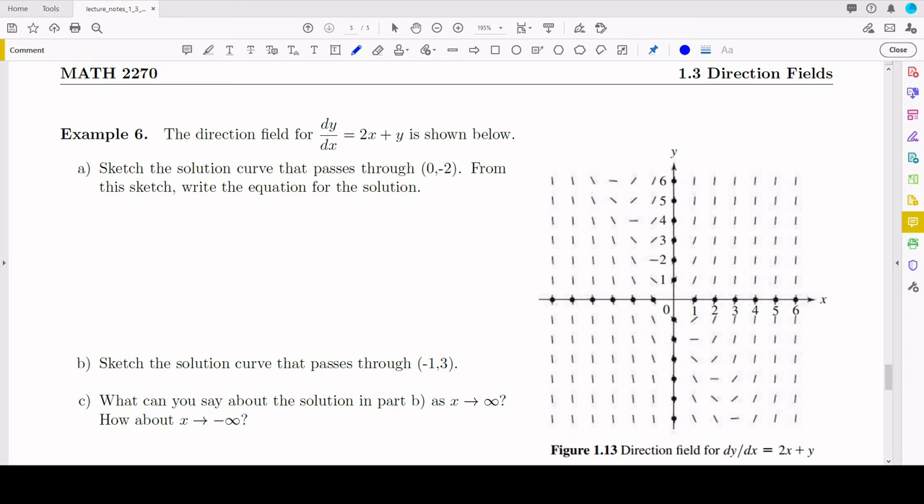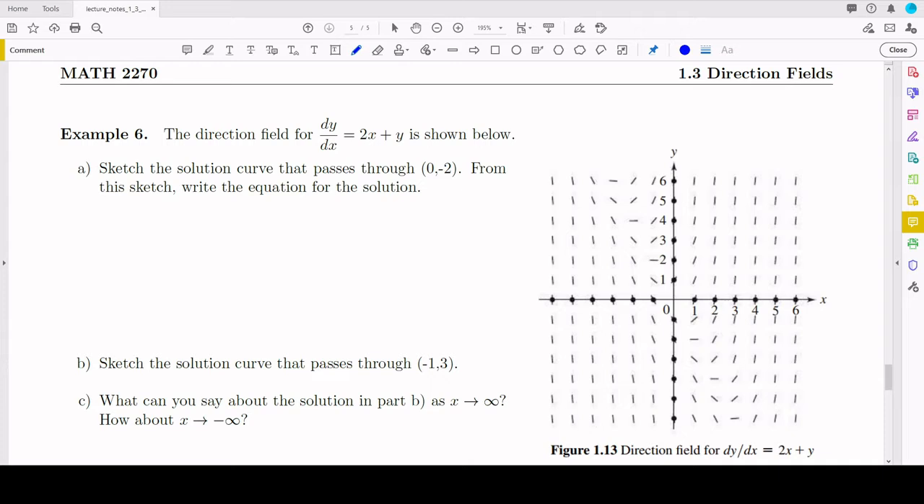We will conclude this section with two examples. So example 6 shows the direction field for dy dx equals 2x plus y. We're asked to sketch the solution curve that passes through 0, negative 2. From this sketch, write the equation for the solution.